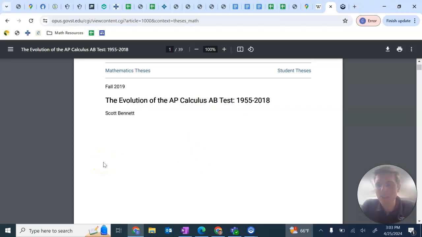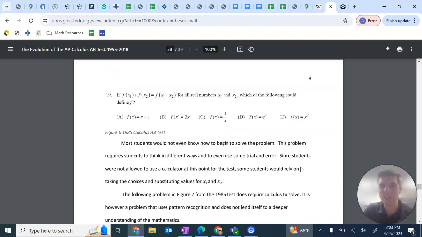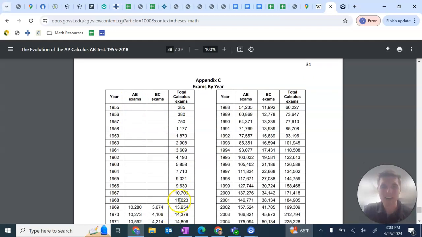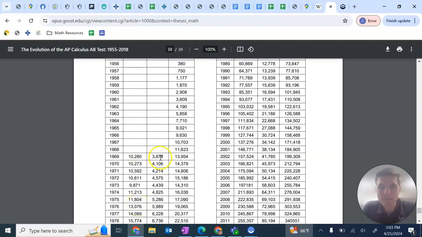Turns out the first several years of the AP exam, from 55 to 1969, it wasn't split into AB or BC. So they just had calculus. We can see that down here. It was just calculus. Only 11,000 kids were taking it. And then in 1969, they decided to update this test and make it more applicable to what kids are seeing in colleges. So they split it into AB and BC. The AB test initially had a lot more pre-calc stuff on it.